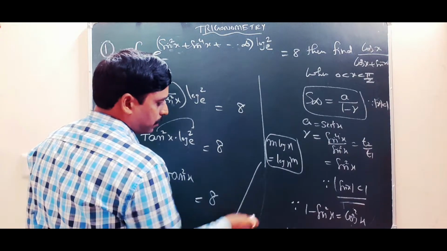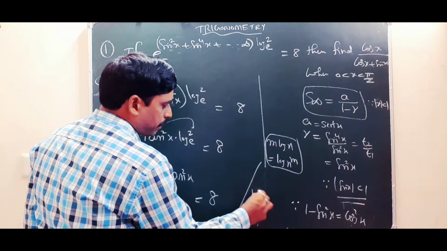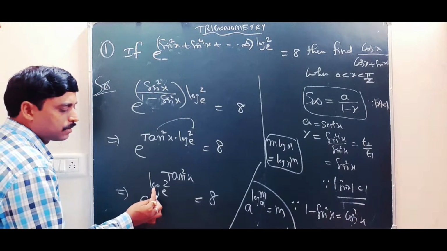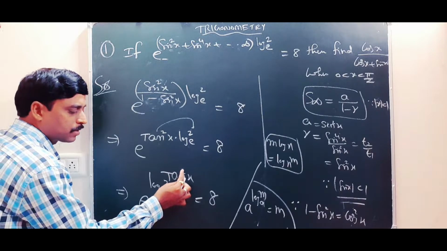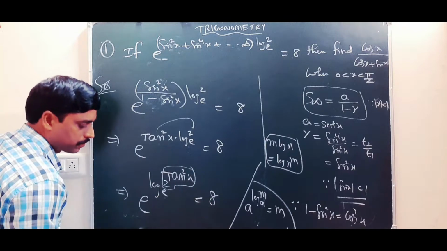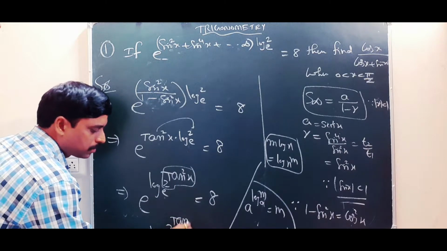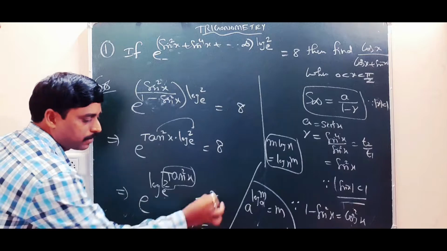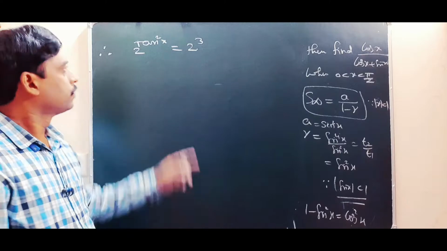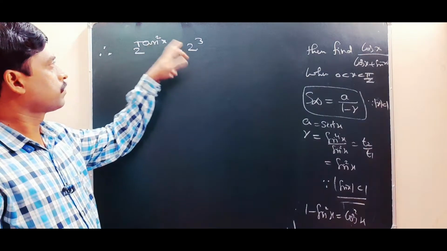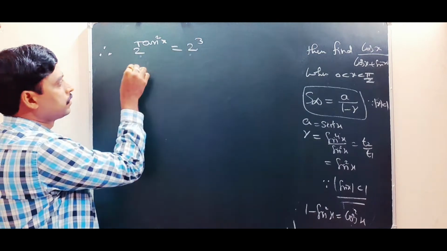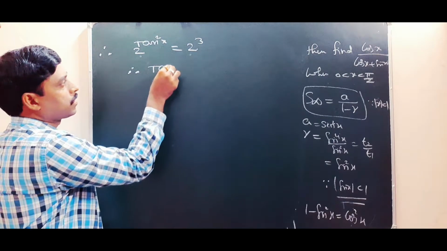We have one formula: a to the power log m base c is equal to m. So e to the power log 2 to the power tan square x base c is nothing but m, which here is 2 power tan square x. So 2 to the power tan square x is equal to 8. 8 can be written as 2 cube. We have got 2 to the power tan square x is equal to 2 cube. Okay, if bases are equal, powers are equal. It is going to be tan square x is equal to 3.